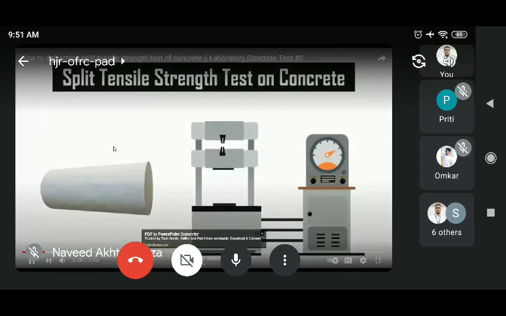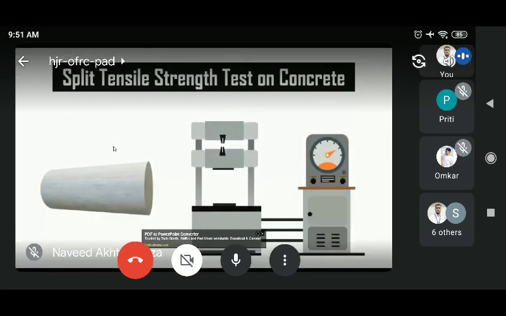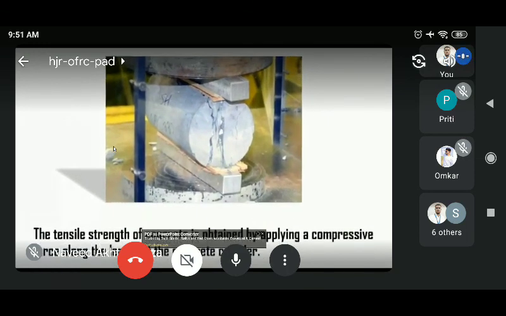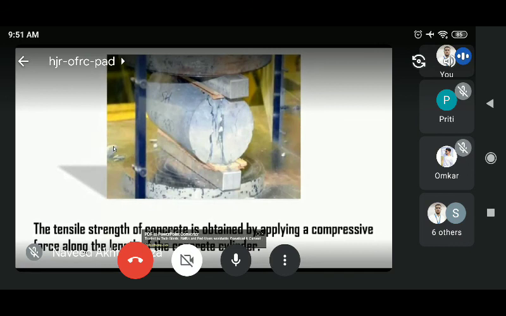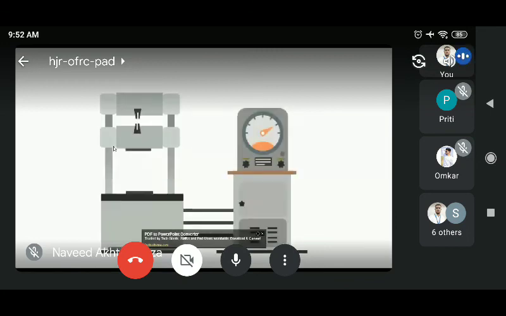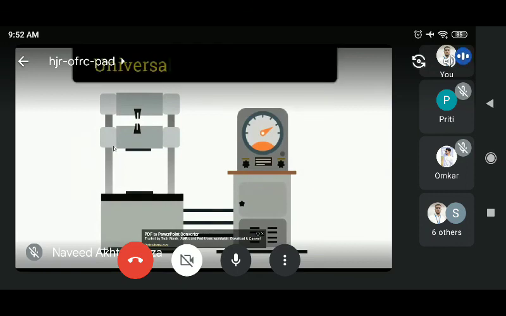The splitting tensile test on concrete is also performed on the universal testing machine or compression testing machine. You have to put the specimen like this, applying the force on the horizontal axis. The cylindrical specimen is of size 150 mm diameter by 300 mm height. The same compression testing machine is used, and that is the benefit of this.